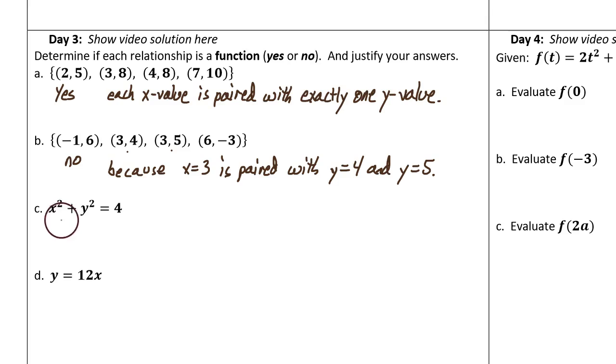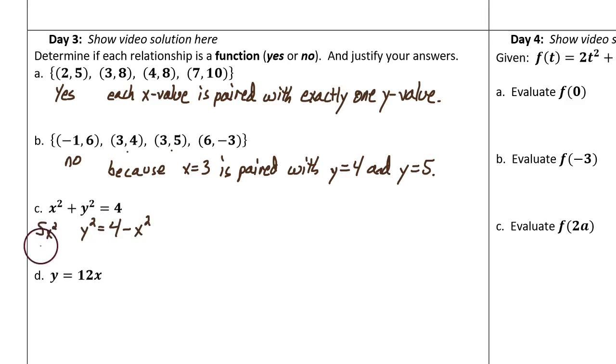Question C. This time we have a relationship between two numbers x and y, but instead of ordered pairs, we have an equation. To decide if this is a function, we need to think about the definition. A function is a relationship where each x value is paired with exactly one y value. Let's solve this equation for y by subtracting the x squared to the other side. We have y squared equals 4 minus x squared.